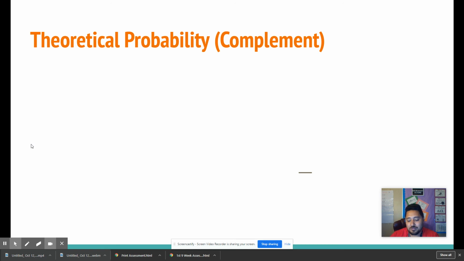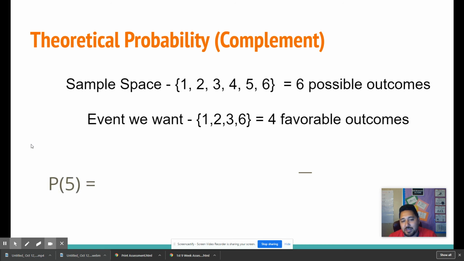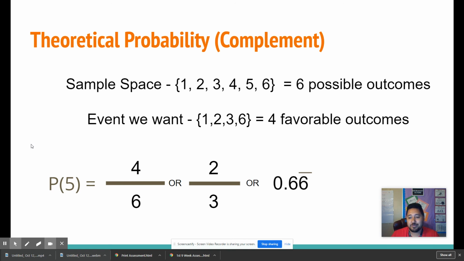So the sample space would still be the same, but not rolling a 4 or 5 means we can roll a 1, 2, 3, or 6. That's 4 favorable outcomes over the total possible outcomes, which is 4 out of 6, or 2/3, or 0.66 repeating, or 67% if I round it. I hope that makes sense to everybody.